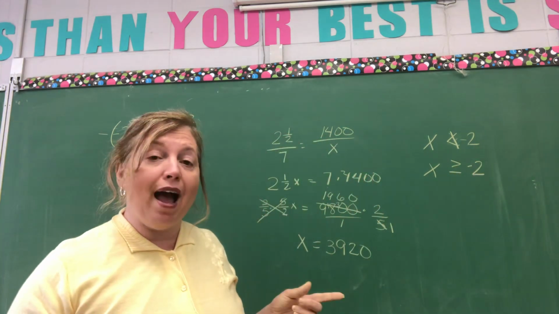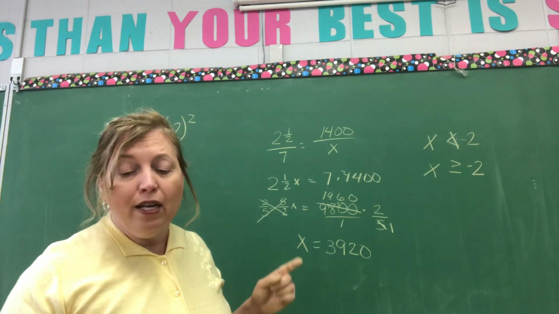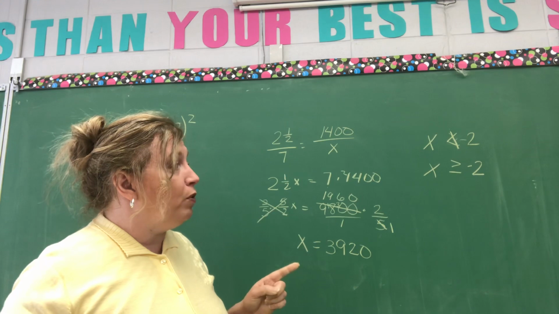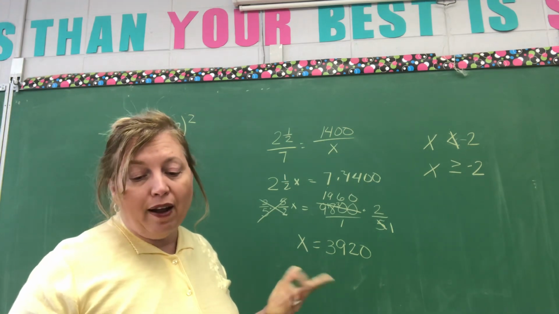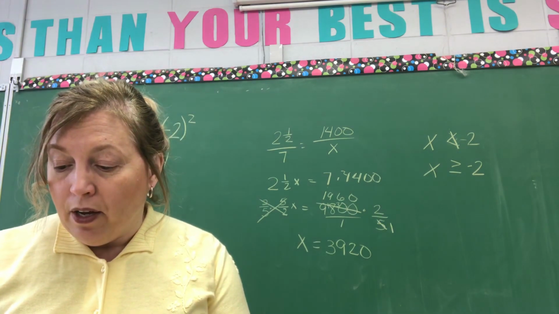I can't graph a negative statement. I have to make it positive, okay? So x is greater than or equal to -2. And I feel confident you know how to graph that.